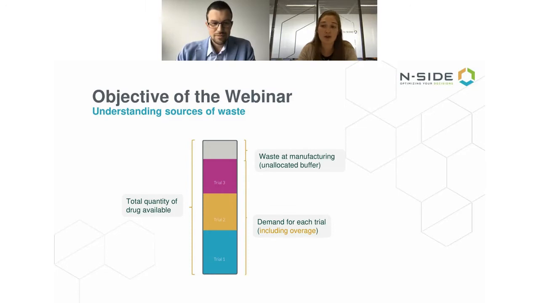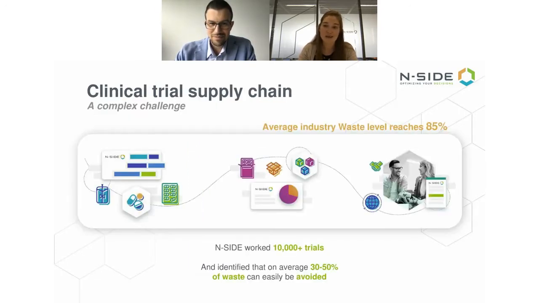All right, so overall, 75% of the audience thinks that 50 to 75% of the drug substance never reaches the patients. Well, you might actually be surprised, but the average industry waste levels at the moment are about 85%. So it's really high. It means that out of everything that is manufactured, only 15% ultimately reaches the patients. Now, in these 85%, some of it is absolutely necessary.